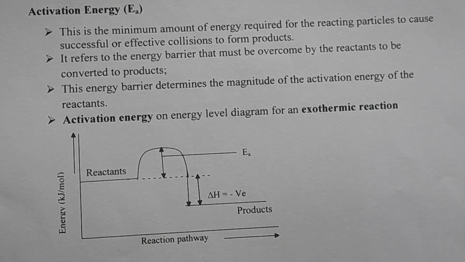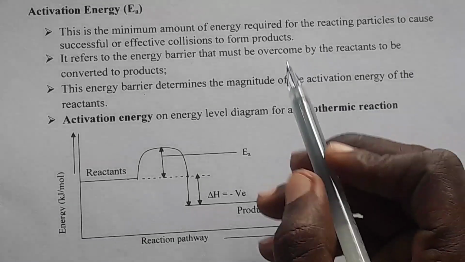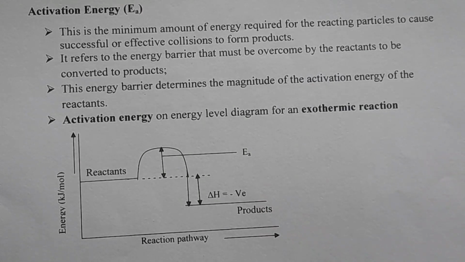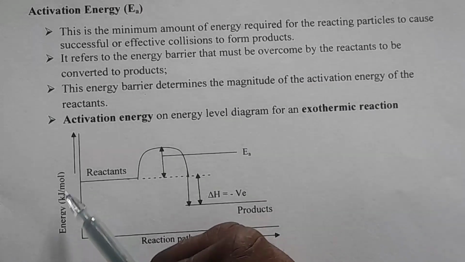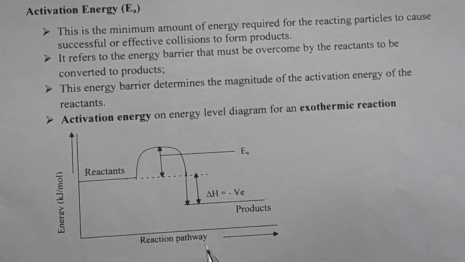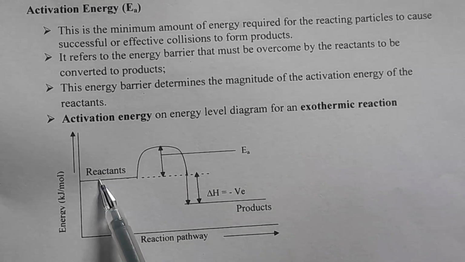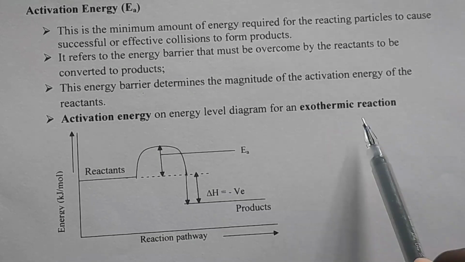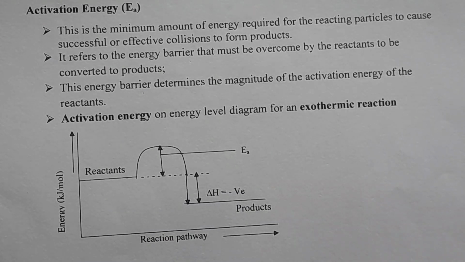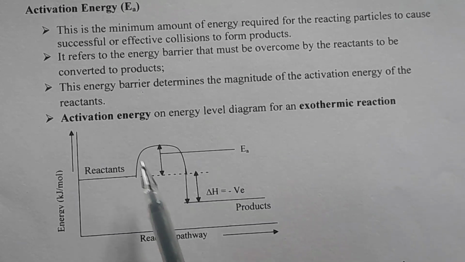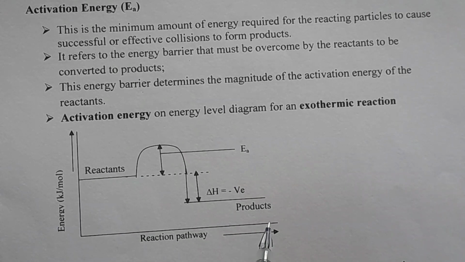Activation energy on an energy level diagram for an exothermic reaction. So here we have energy, which is measured in kilojoules per mole, and here we have the reaction path. This is an energy level diagram. We can as well write there reaction progress or reaction coordinates. So here we have reactants, because we are dealing with an exothermic reaction here, and in an exothermic reaction we said the reactants have a higher energy content than the products.